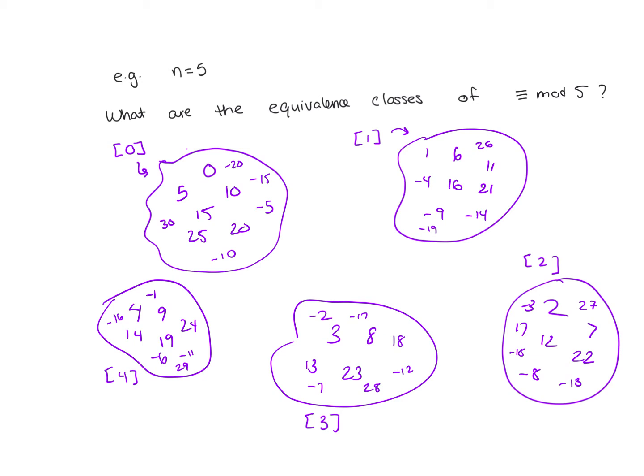Okay, so I filled in basically all of the numbers between negative 20 and positive 30, just to give us some examples of what these equivalence classes look like. Now what we want to do is think about doing addition and multiplication on these equivalence classes. So let's go ahead and see what that looks like on the next slide.